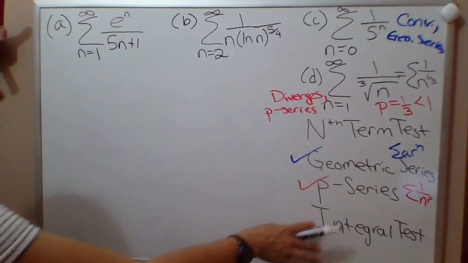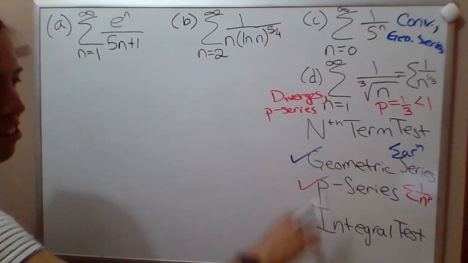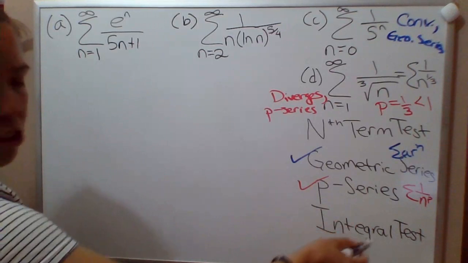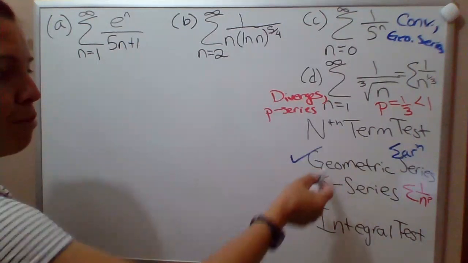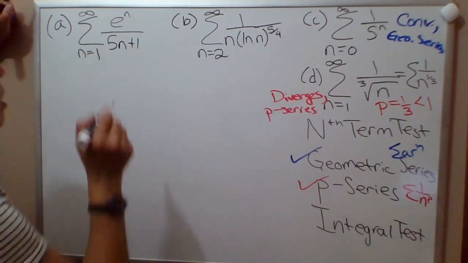So you don't really want to do integral tests. I mean, you'd have to turn it into an improper integral. You have to evaluate the integral. You have to jump through a lot more hoops to determine convergence or divergence with the integral test. If you can apply one of these first three instead, then that's what you should do.